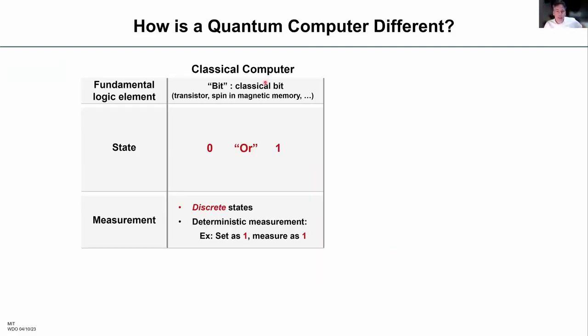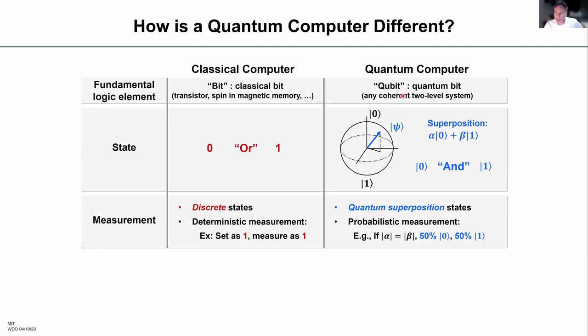Well, let's remember, classical computers are based on bits. A classical bit is, say, the presence or absence of a voltage on a transistor. And we assign that a state 0 or a state 1. Now, these are discrete states. Transistors are almost perfect. And so if we set that transistor in state 1, we'll measure it as state 1. Set it in 0, we'll measure it in state 0.